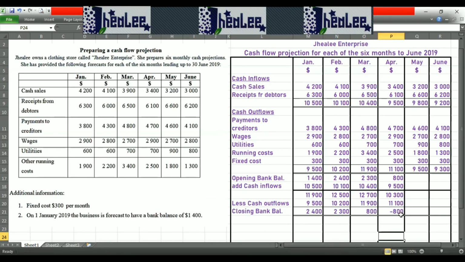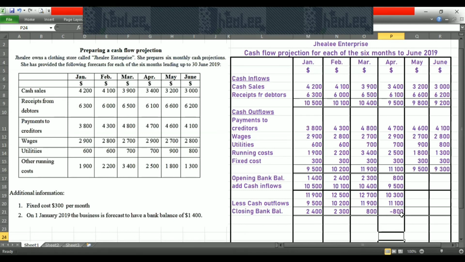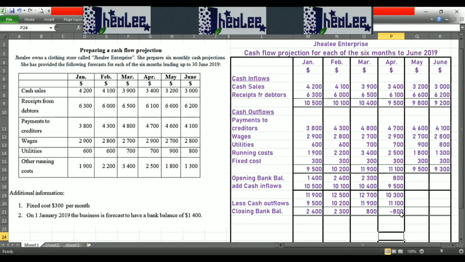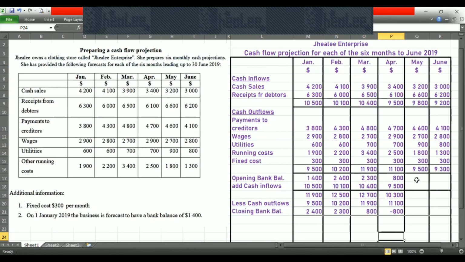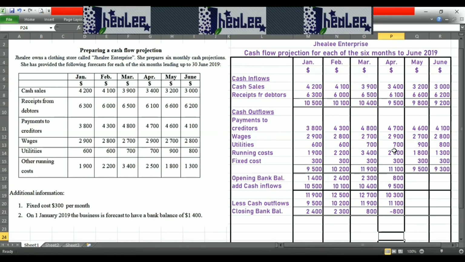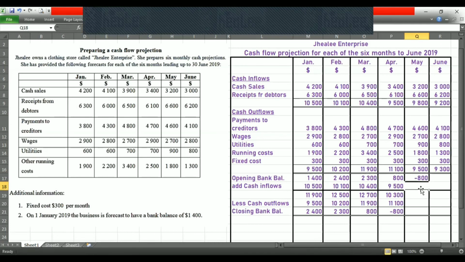Now, the negatives, you put them in brackets, and once this is negative, it means that your outflows are greater than your inflows. And this means that because there is a shortage of cash, the business can then proceed to acquire a loan, or they can, as indicated earlier, set up an overdraft facility with their bank so that they will be able to cover their payments for the period of April. Because that figure is negative, we're going to start off May with that same negative 800.